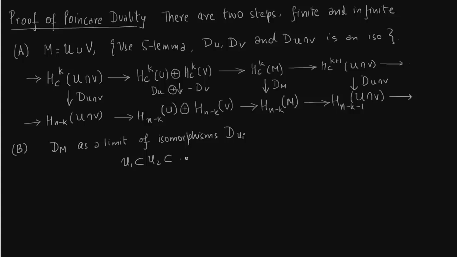Notice that M is a union of the sequence of open sets Ui, and associated with each of these open sets is a map dUi taking H^k_c(Ui) to H_{n-k}(Ui). Just like dU above, we have this map dUi for each of these sets. As a practice, you should just write down dU1, dU2, dU3, just to keep this in mind, because we will be taking the direct limit of them pretty soon.